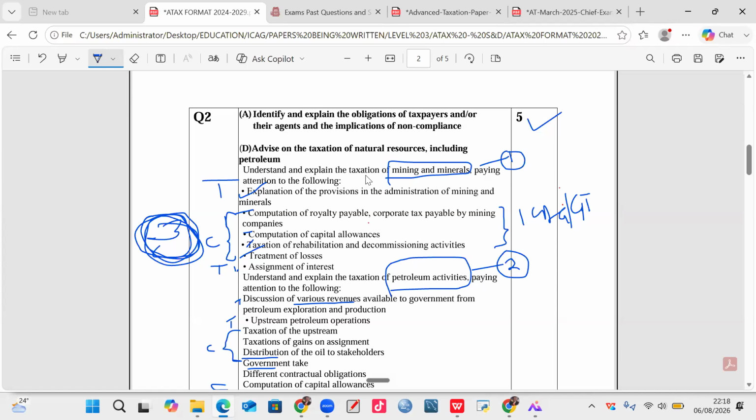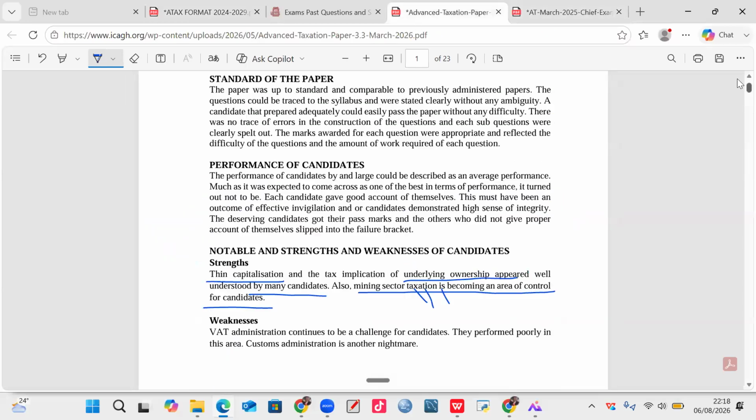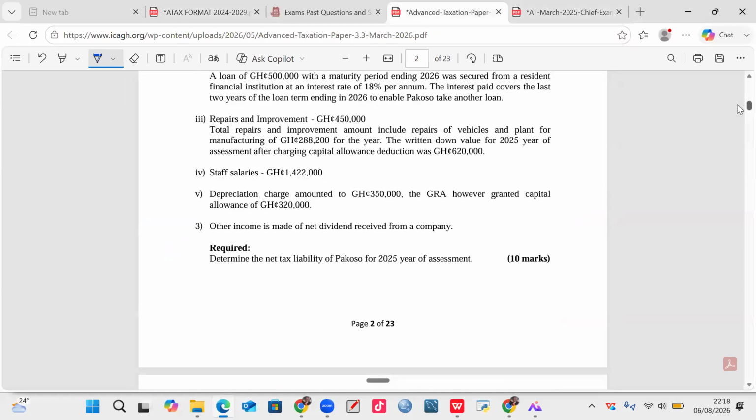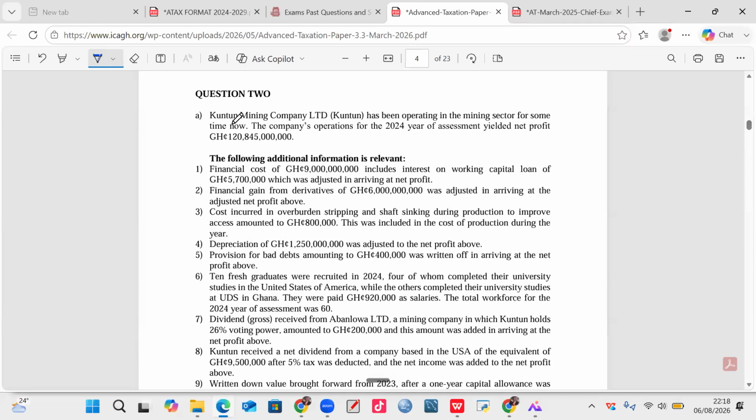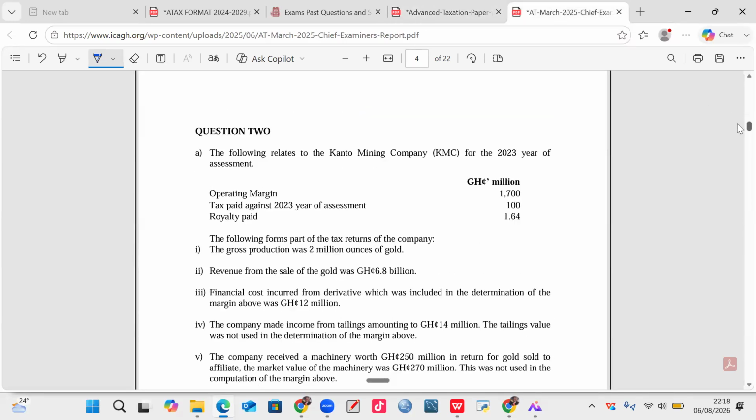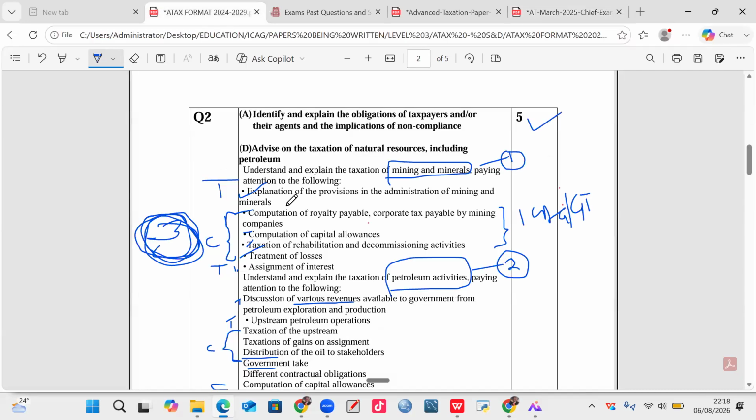So all questions on mining and minerals are in 2B. If you check, which year is this? March 2026. Let's check March 2026. Question 2, see, mining. Let's go to March 2025. Mining again. So we know that mining is emerging in question 2. Why? Because it's in the format. If not for mining, it will be petroleum.